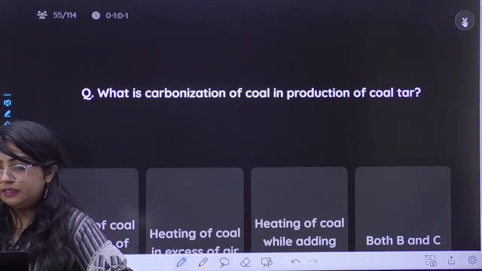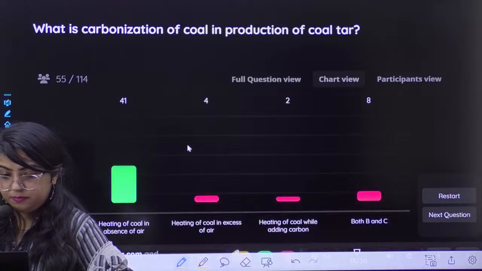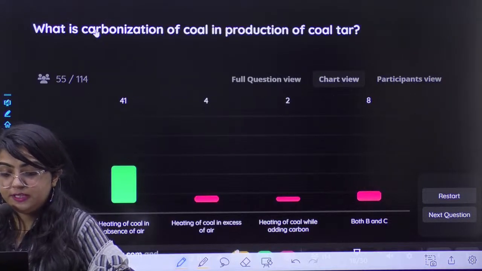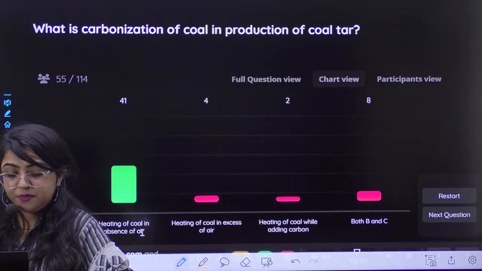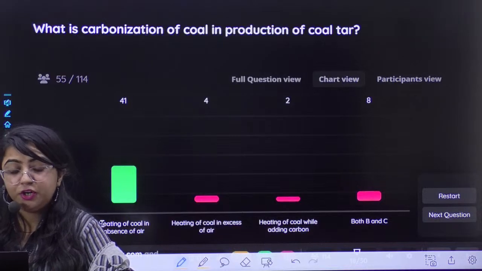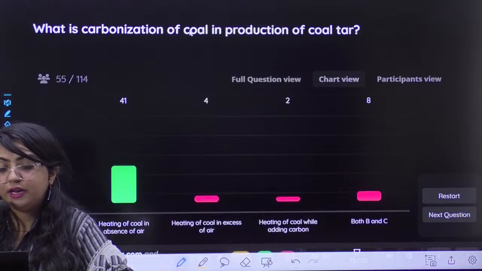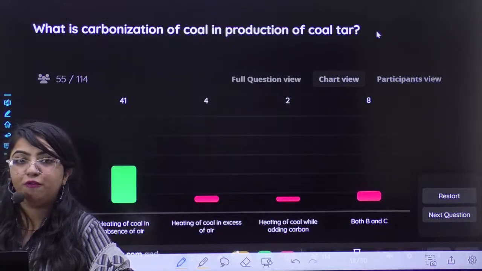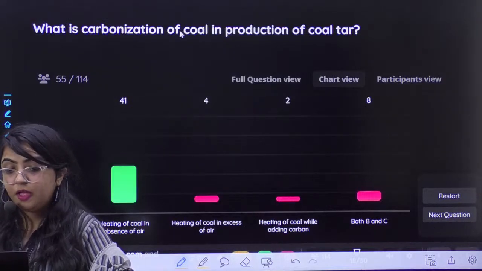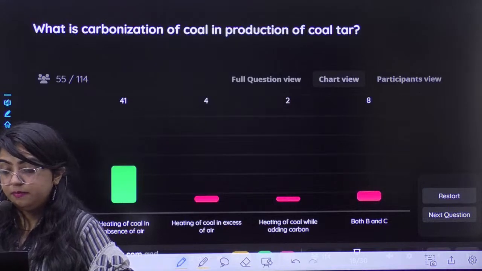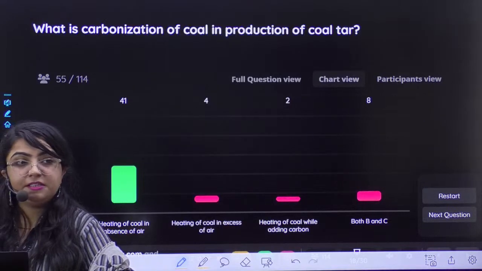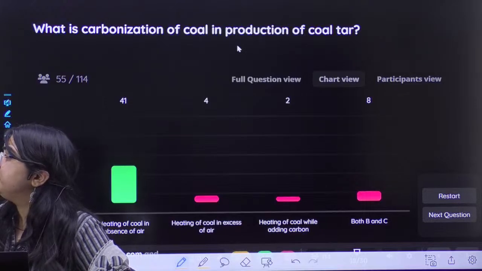Okay, so let's check the correct option. The correct option for this is heating of coal in absence of air. So when coal is burnt or heated in the absence of air, then the carbonization of coal occurs for the production of coal tar. I hope this is clear to all. Please reply in the chat box.